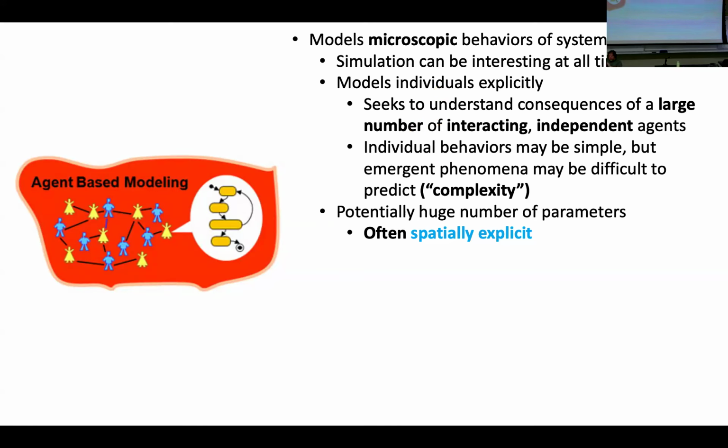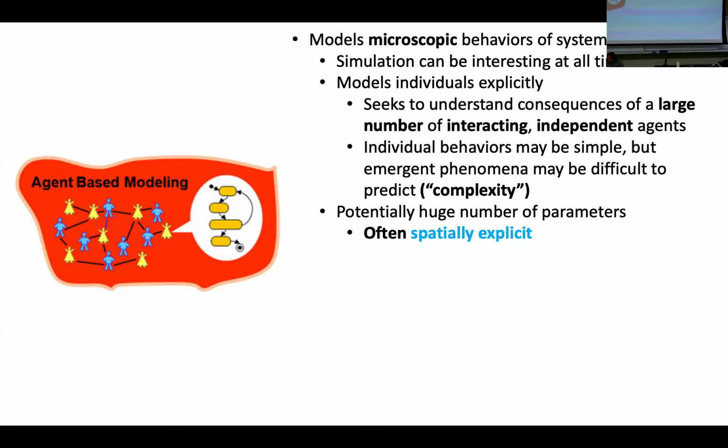So they're often very spatially explicit. So we are literally going to say there are 2,000 people in this airport, and we're going to put 2,000 little individuals in a virtual airport and let them roam. And whenever they bump into each other, we're going to define what happens. And whenever they bump into other parts of the airport, we're going to define what happens.